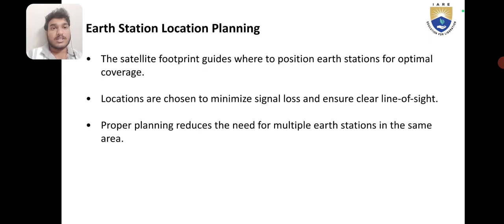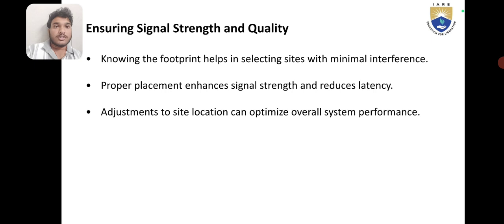Earth station location planning. The satellite footprint guides where to position Earth stations for optimal coverage. Locations are chosen to minimize signal loss and ensure clear line of sight. Proper planning reduces the need for multiple earth stations in the same area, ensuring signal strength and quality.